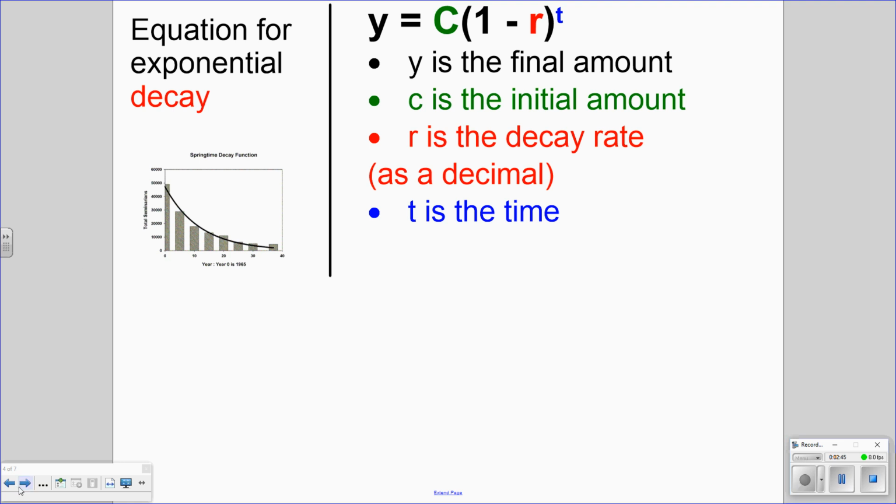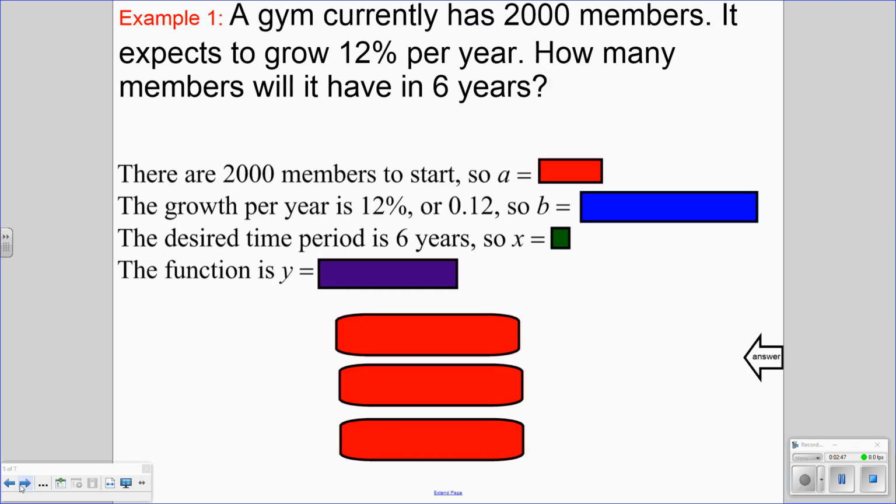So let's look at this first example here. A gym currently has 2,000 members, and it expects to grow at 12% per year. How many members will it have in 6 years? So 2,000 members is our starting amount. So a, our y-intercept, is going to be 2,000. The growth rate per year is 12%. We'll change that to a decimal. That would be 0.12. And so b is going to be 1 plus 0.12, or 1.12.